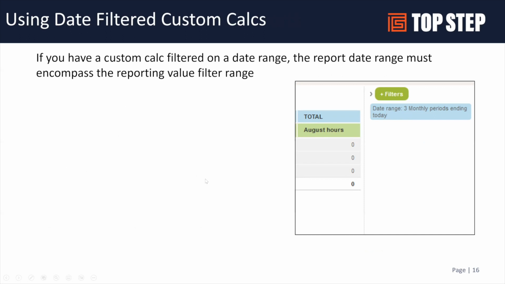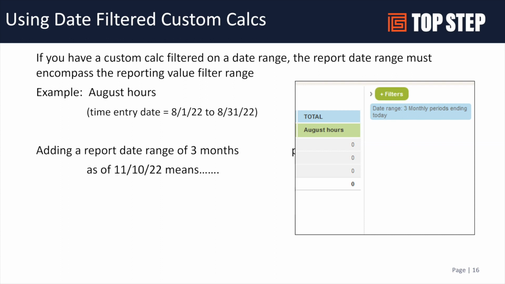However, if you put a date range in a custom calc, and then the report you create doesn't include that date range, you will get no values in the report. So filters override from the custom calc, but dates do not. So dates behave the way that you would expect.